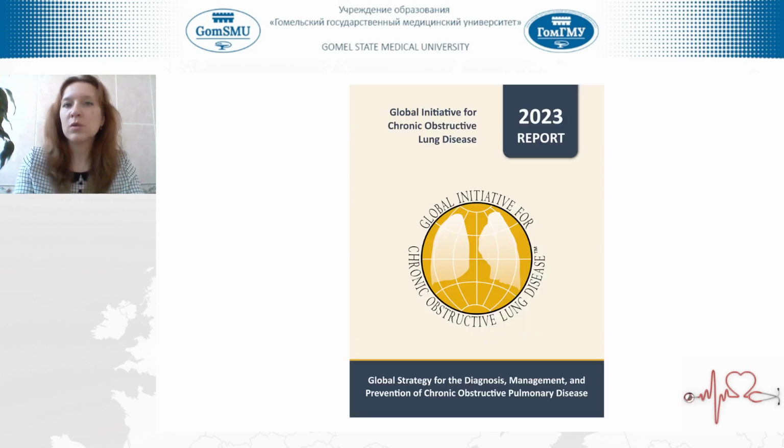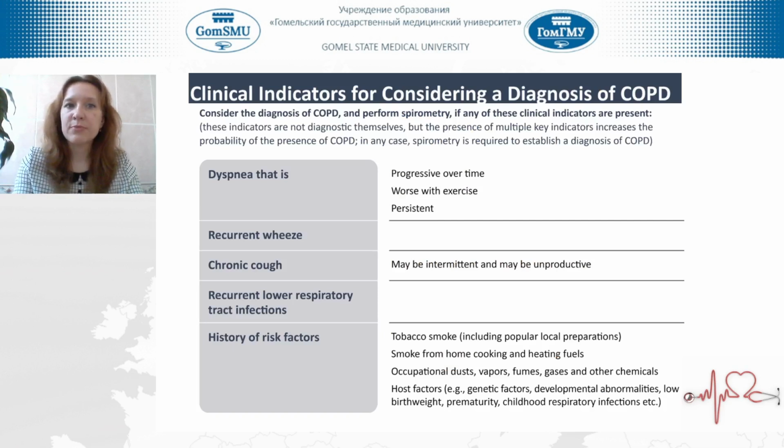And now I will use the report of COPD, the Global Initiative for Chronic Obstructive Lung Disease. From these guidelines, clinical indications for considering a diagnosis of COPD: a disease that is progressive over time, worse with exercise, and persistent. These are specific clinical signs for COPD: recurrent wheezing, chronic cough, recurrent lower respiratory tract infections, and history of risk factors. It's the same: tobacco smoking, smoke from home cooking, occupational dust, and host factors.